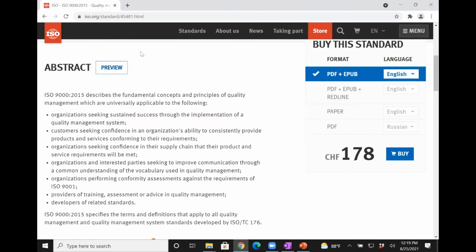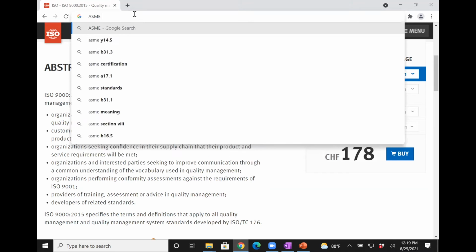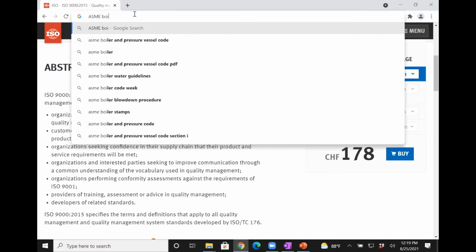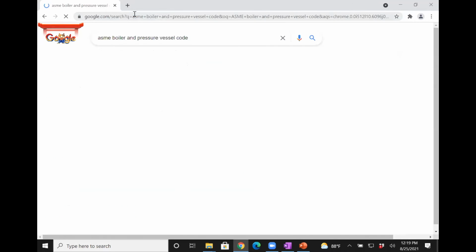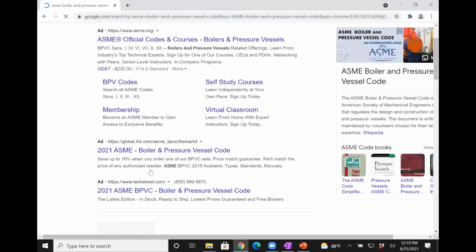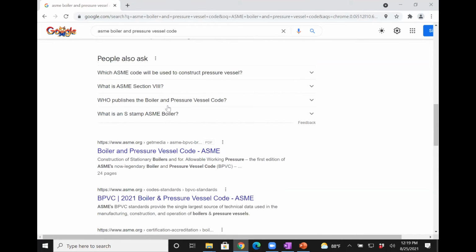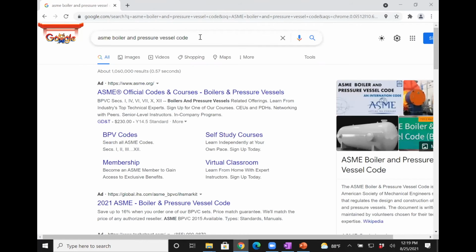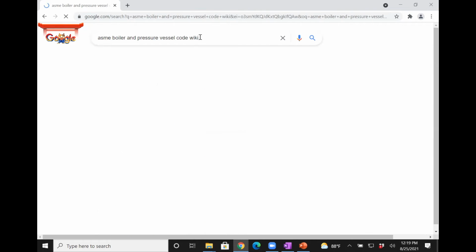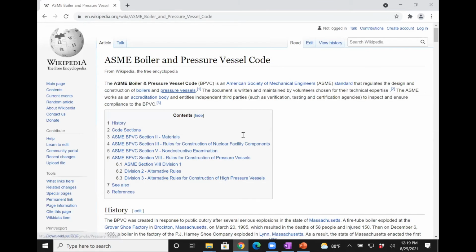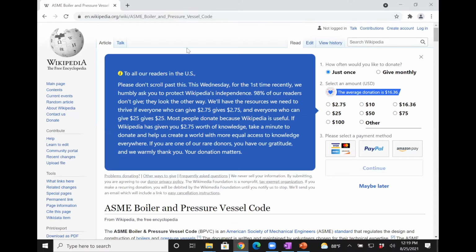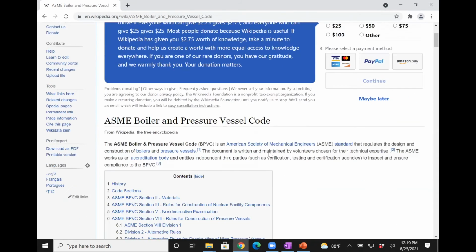But for the code, we'll go to the ASME, we'll go to Wikipedia where they've put everything, the boiler and pressure vessel code. If you go to the Wikipedia link, that's the ASME one, you'll see that there is a PDF which is under a paywall. Just put wiki. Okay, there it is.